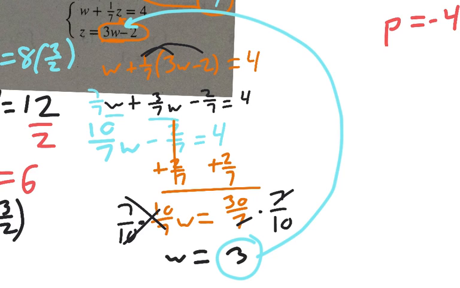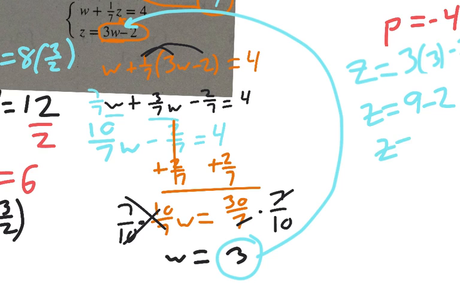Okay. So I plug in 3 for W. Hopefully you've already done this. Z equals 3 times 3 minus 2. So Z is 9 minus 2, which is 7. So my ordered pair would be 3, 7.